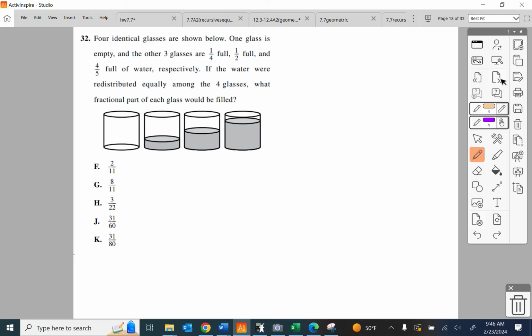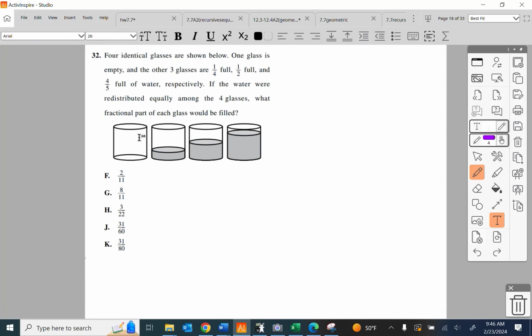32. 4 identical glasses are shown below. One glass is empty, and the other 3 glasses are a quarter full, half full, and 4/5 full, respectively. If the water were redistributed equally among the 4 glasses, what fractional part of each glass would be filled? All we're going to do is find the average of the 4 numbers.